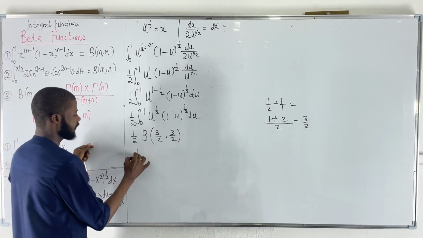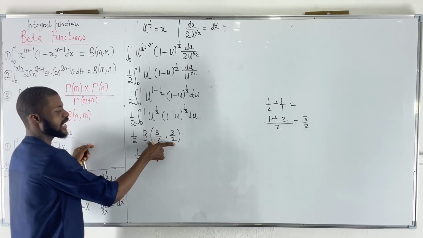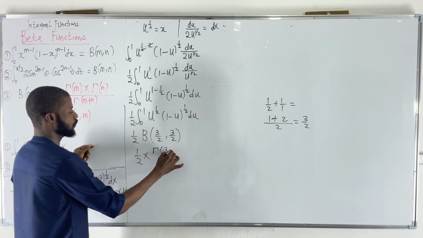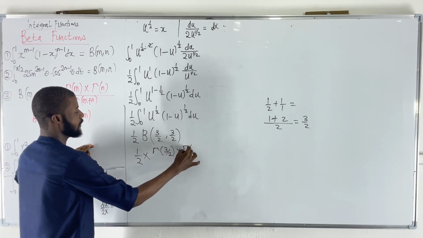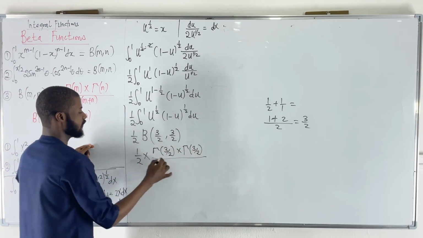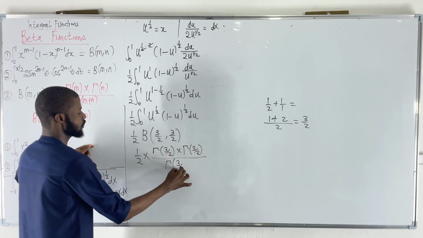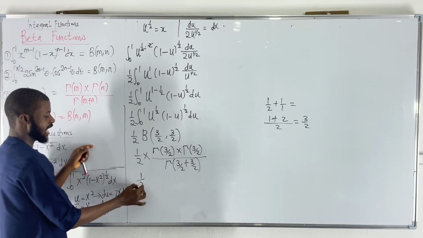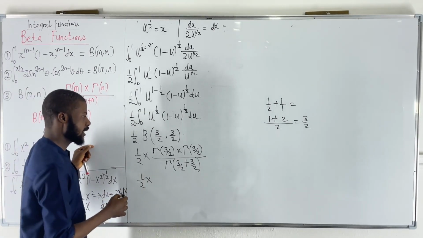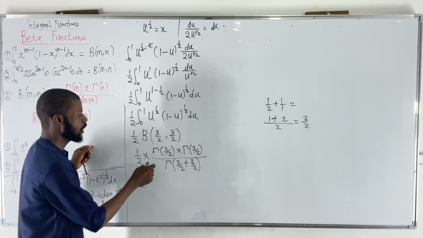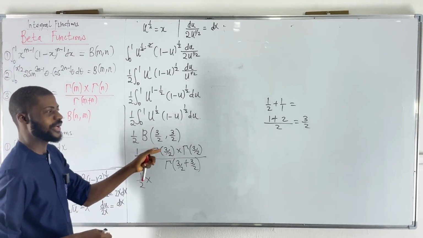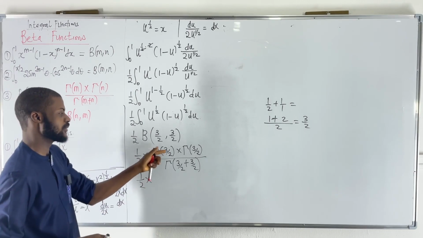Now this will be half times, now let me express this in terms of gamma. So this will be the gamma of 3 over 2 times the gamma of 3 over 2 divided by the gamma of 3 over 2 plus 3 over 2. Now, what's the gamma of 3 over 2? Remember that it's not a whole number, so there should be a way to do this.